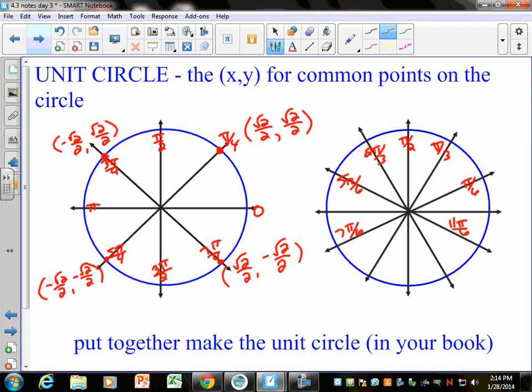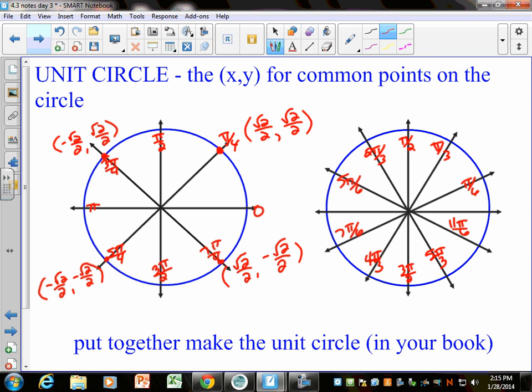And then the other ones are my thirds. So the one right next to the y-axis is pi thirds. The one on the other side of the y-axis is 2 pi thirds. So that makes this one 4 pi thirds. So that makes this one 5 pi thirds.